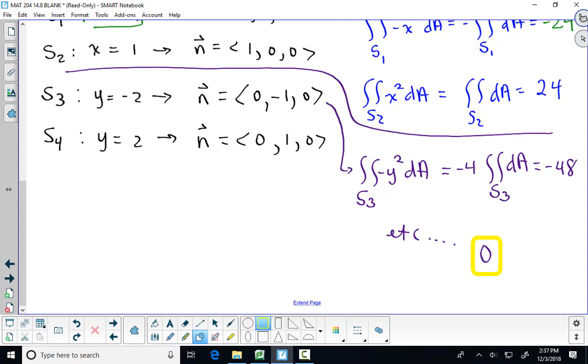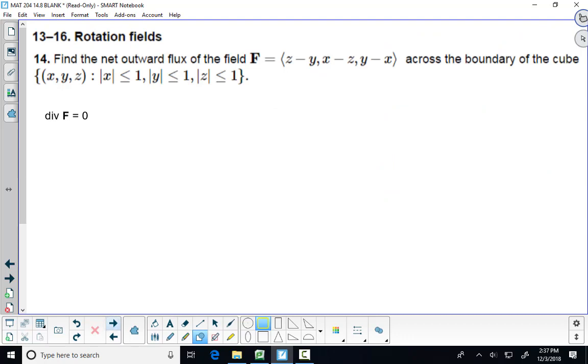I'll have to do another one. Okay. Outward flux of this vector field. This time we just had a cube, so it'll be a little bit easier. Across the boundary of a cube. Oh, here the divergence is 0. So the last one, the divergence was not 0. Here the divergence is 0. So the triple integral side of the divergence theorem is super simple. Triple integral of 0.